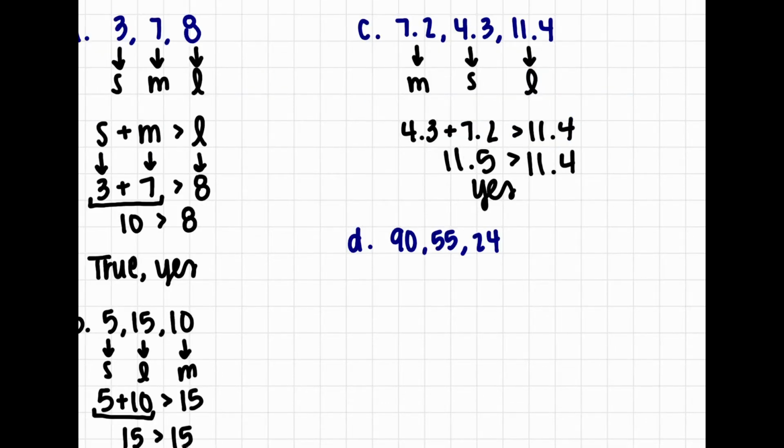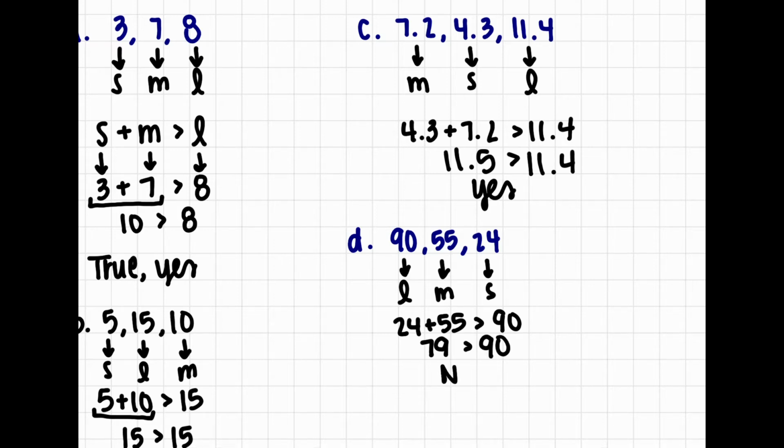And the last example we're going to do is example D. You have 90, 55, and 24. My smallest is 24, my middle is 55, and the large is 90. I take my two smallest, so 24 plus 55 greater than 90. I add 24 and 55 together, and that gives me 79 is greater than 90. 79 is not greater than 90, so the answer is no, these side lengths could not make a triangle.